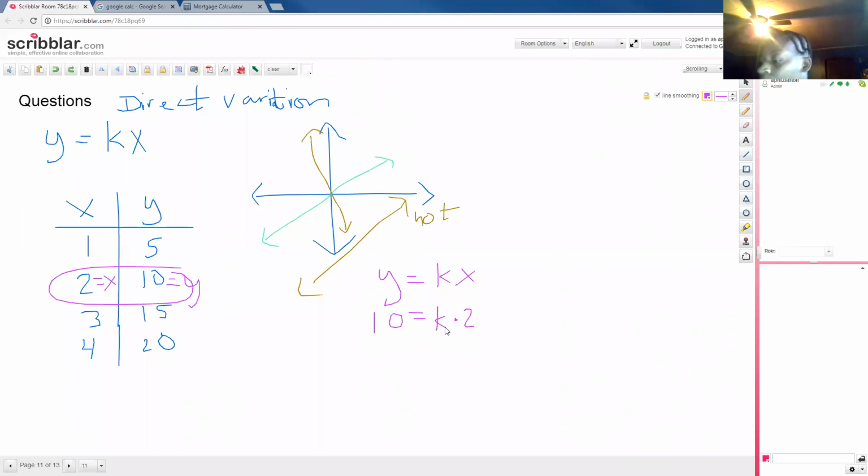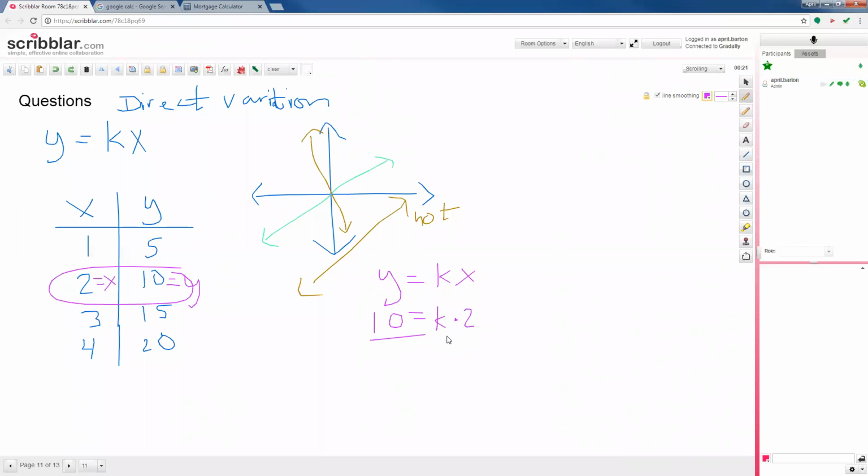Okay, don't we divide? Good. You divide by 2. And the one side cancels. The other side, you just do the division and get 5.